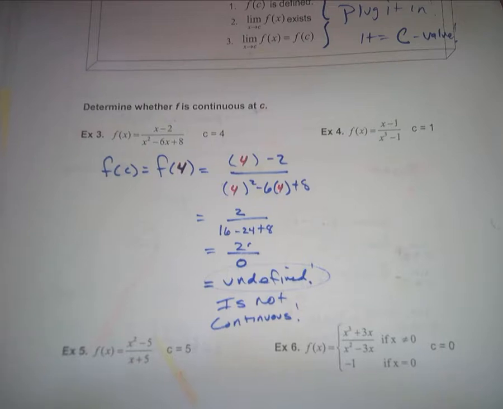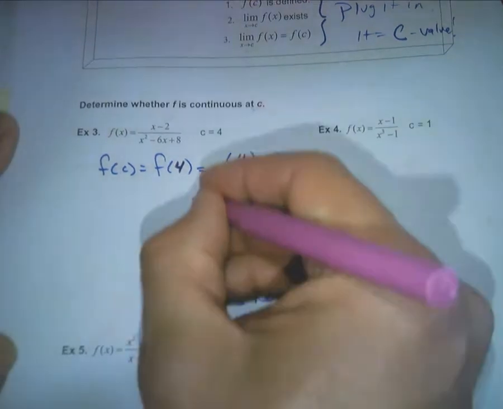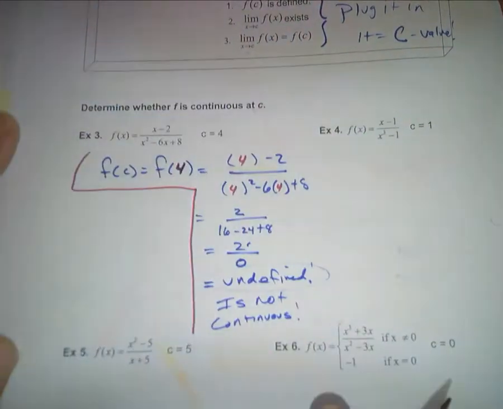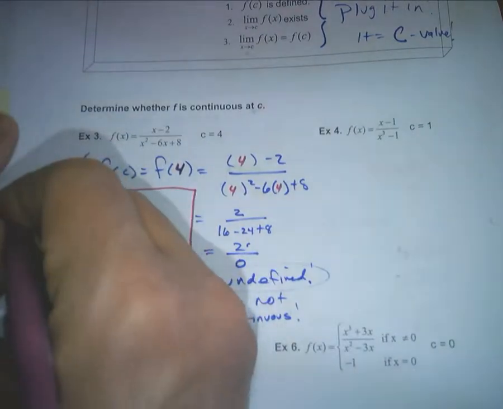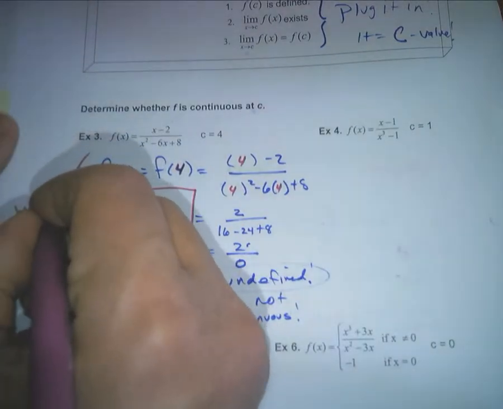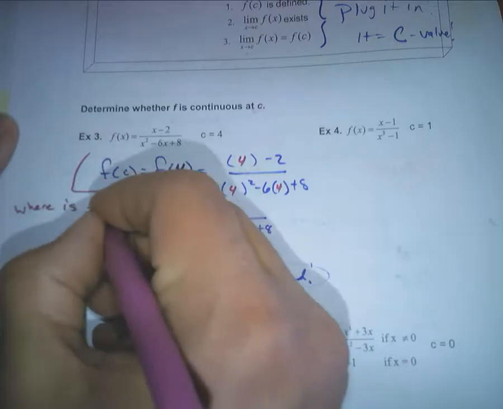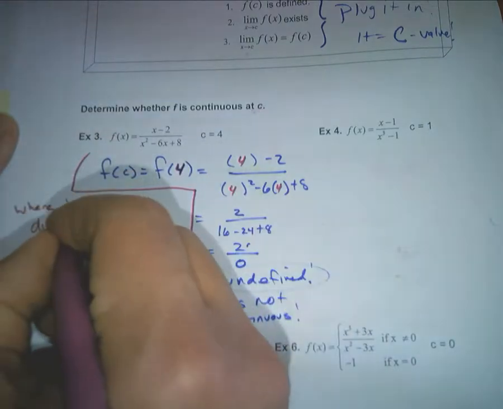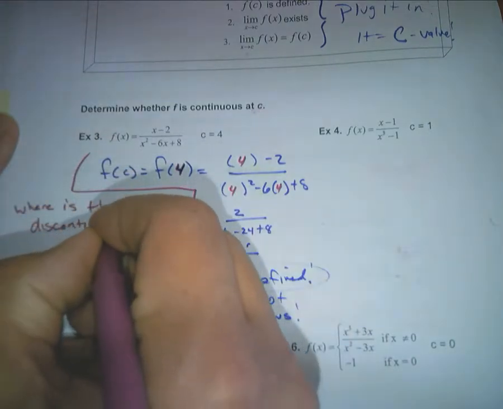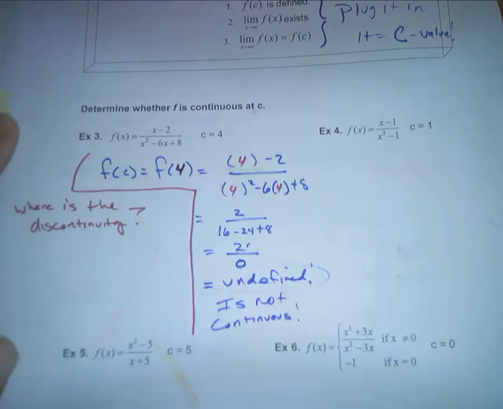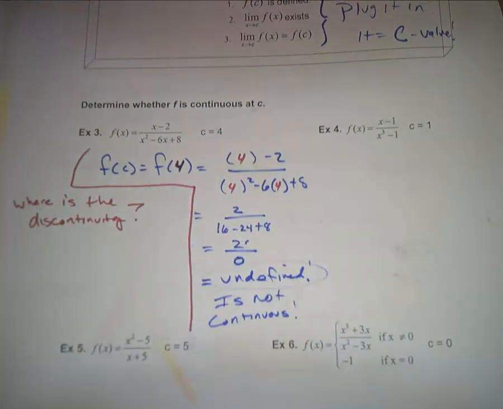Okay, so it's not continuous there. We would say it has a discontinuity. Now, they could ask this a different way. They could say, where is the discontinuity at? That's basically saying, where does this thing have a gap, asymptote, or hole?